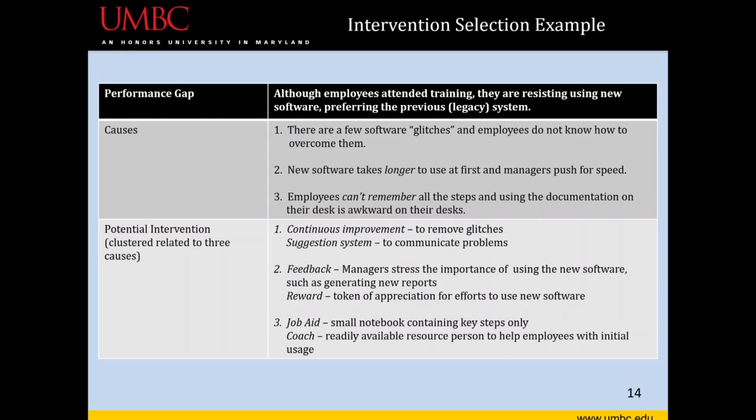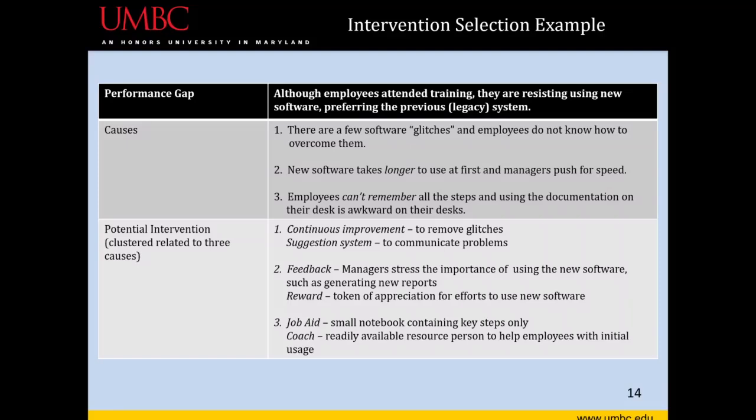Okay? So the group got together and they determined some potential interventions, and these are clustered in the 3 different cause areas. Under the first cause, where there are a few software glitches and they don't know how to overcome them, there are a couple of suggestions for interventions. One, a suggestion system so employees can communicate those problems. And then there's continuous improvement, so that they continue to look at the issues that they're having, and then we'll be able to remove those glitches.